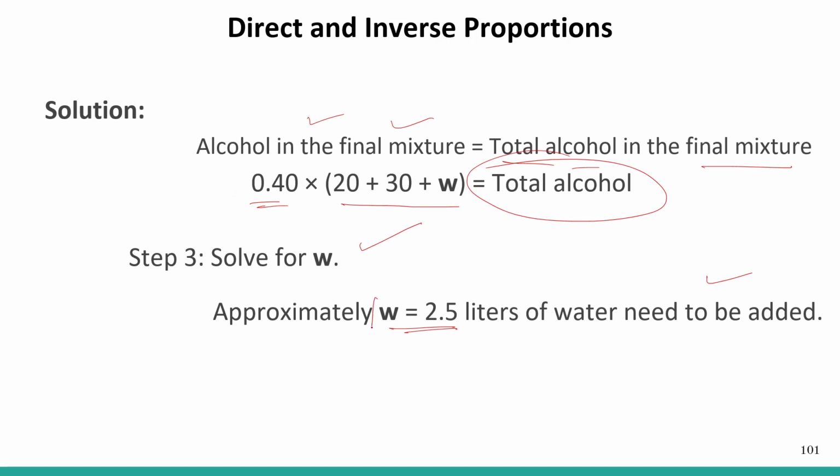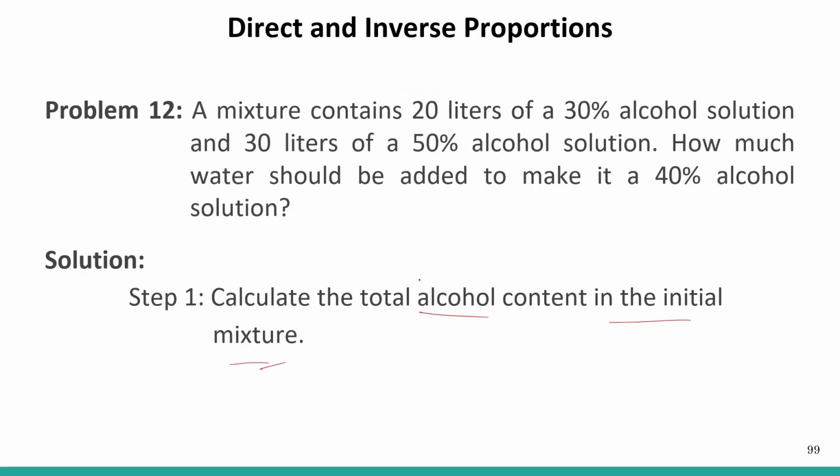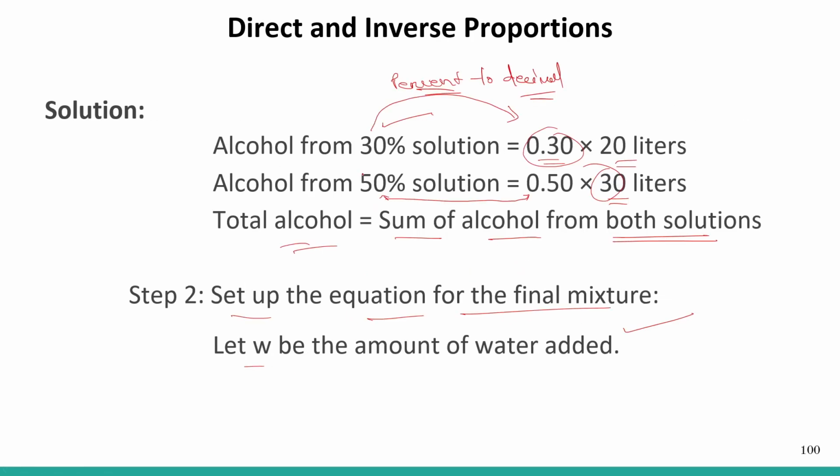So this is the amount of water that is needed to be added to get the new solution, to make it a 40% alcohol concentration solution. So what we did first, we calculated the total alcohol content in the initial mixture. How did we do that? We first calculated the decimal form of the percentages, 0.30 and 0.50 for 30% and 50% respectively, right? And then we evaluated how much it actually is.